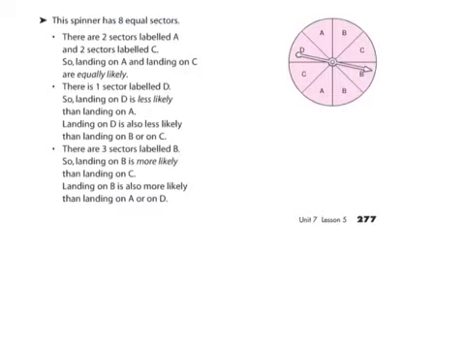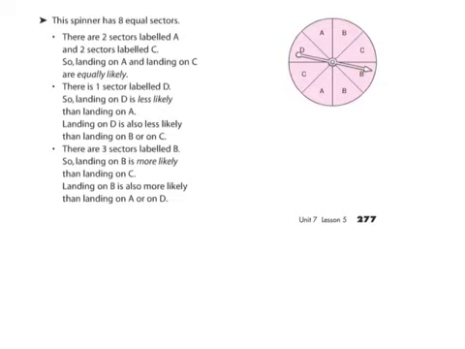Here we have one more spinner to look at. Again, it has 8 equal sections, which is important. There are 2 sections that are labeled A. There are 2 sections that are labeled C. So it is equally likely that you will land on an A or a C. There's only one section labeled D, or sector I guess they call it, labeled D. So D would be less likely than A or less likely than B. And in fact, it's also less likely than C.